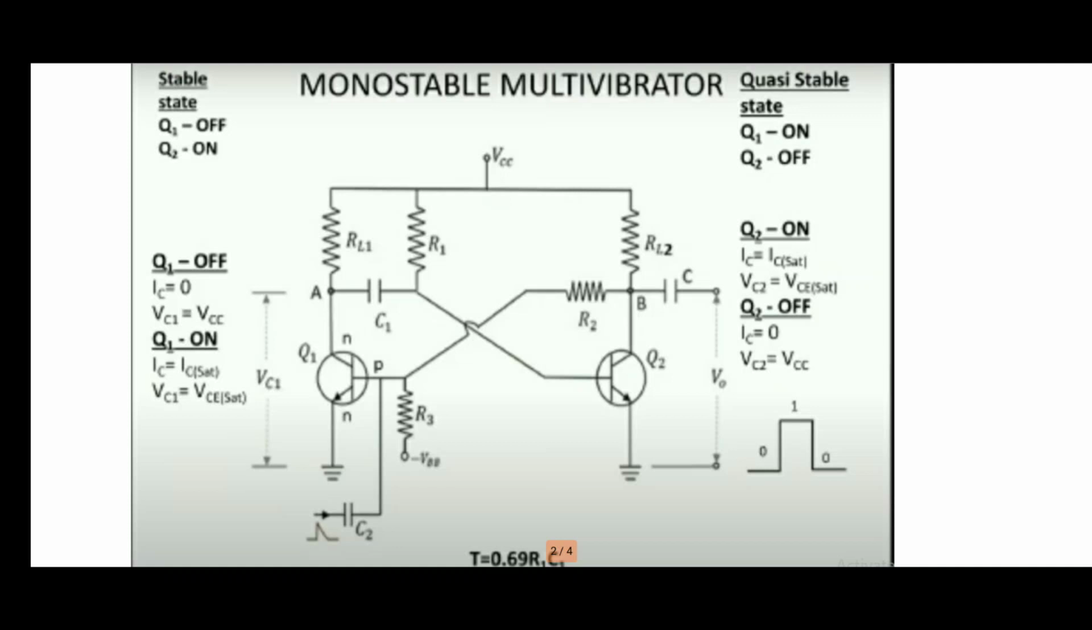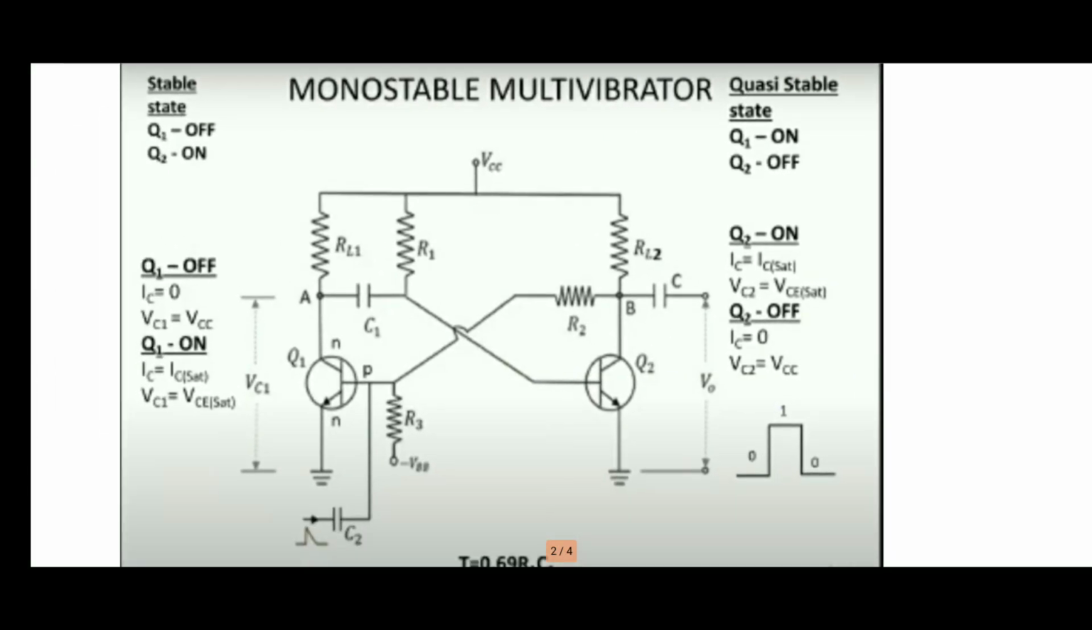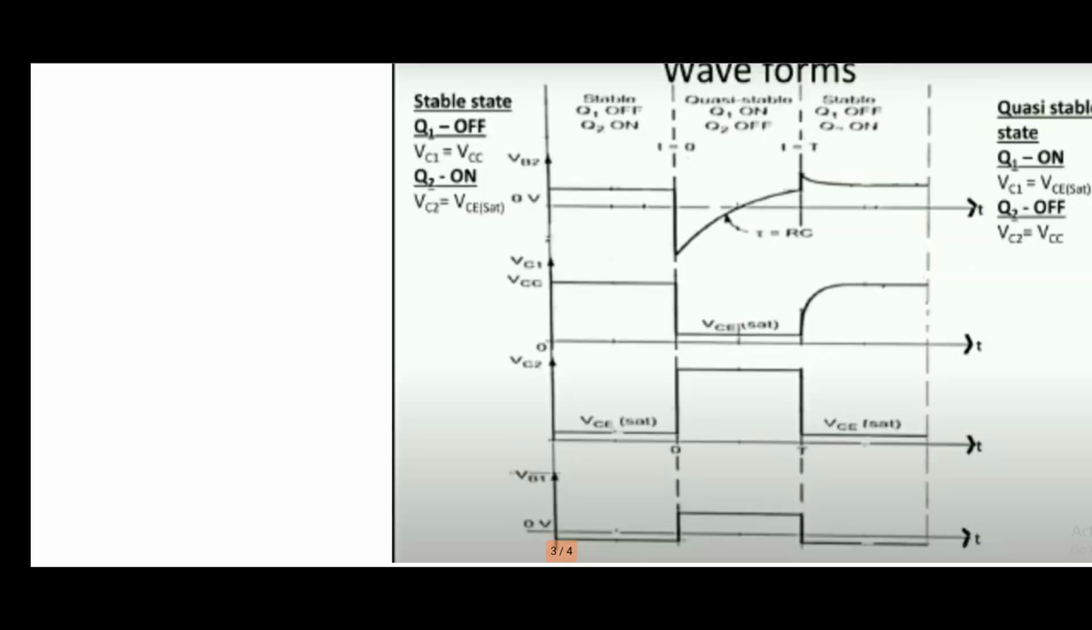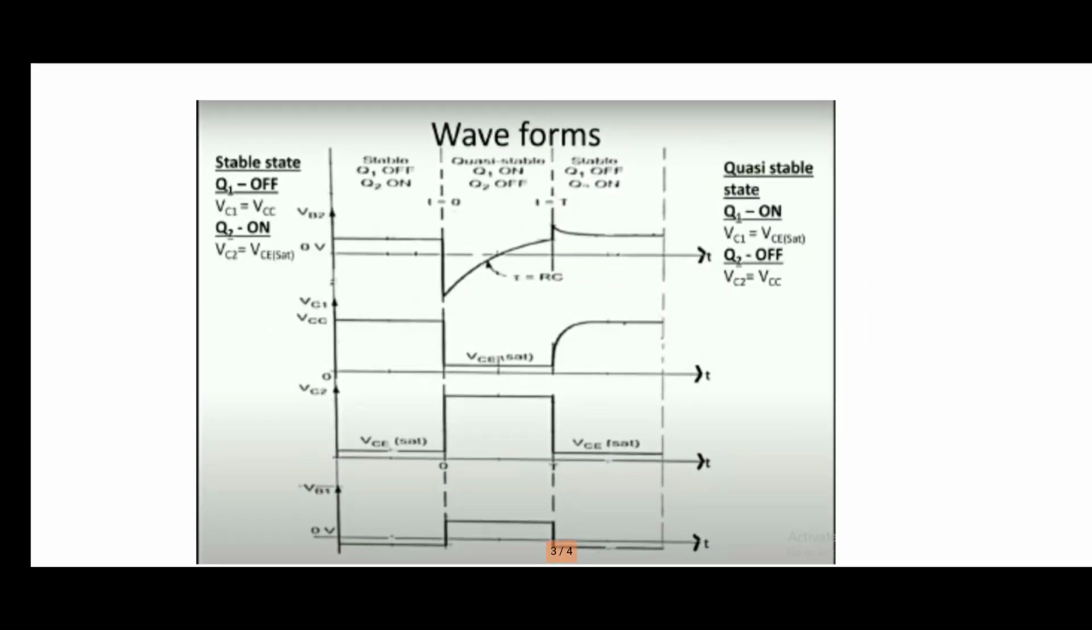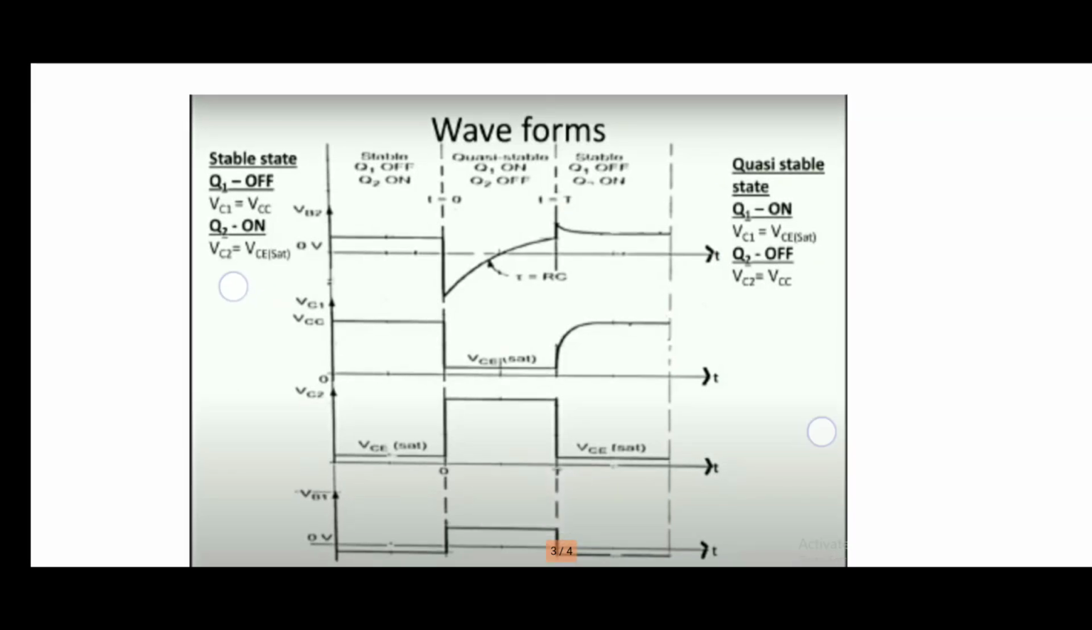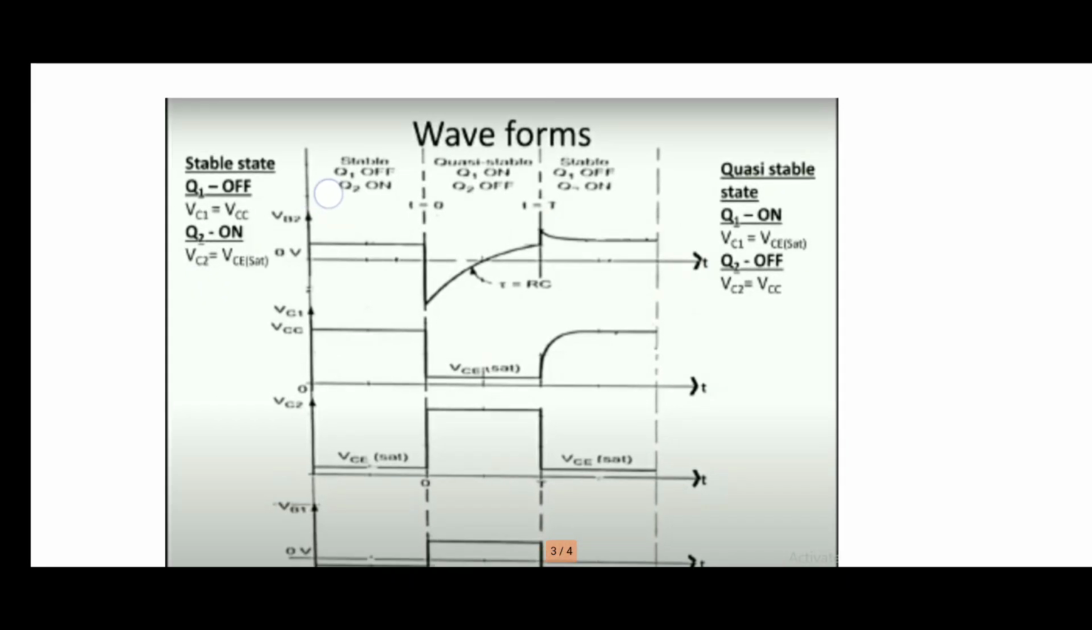Yes, and this is the working principle of the collector coupled monostable multivibrator, and you can see the waveforms. Based on the conditions we should draw the waveform. Here the waveform has 3 slots. The first is stable: in the stable condition Q1 is off, Q2 is on. In the quasi-stable condition Q1 is on, Q2 is off. And in the stable condition again Q1 is off and Q2 is on.